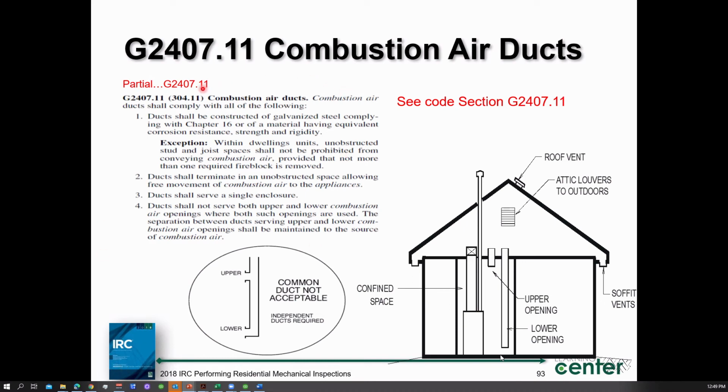Keep in mind the ducts need to be galvanized steel, or there's an exception here. Galvanized steel, we have to make sure it complies with chapter 16, our duct system design chapter. However, there's the exception right here. We're allowed to use stud and joist spaces; they shall not be prohibited from conveying combustion air. That's kind of enlightening, isn't it? Provided not more than 1 fire block is removed.